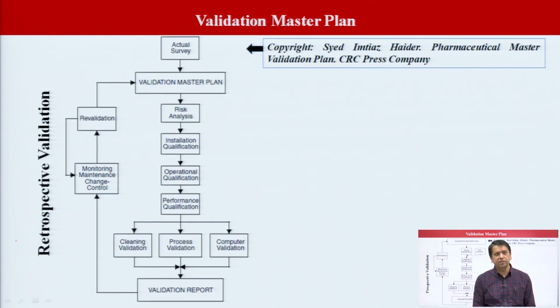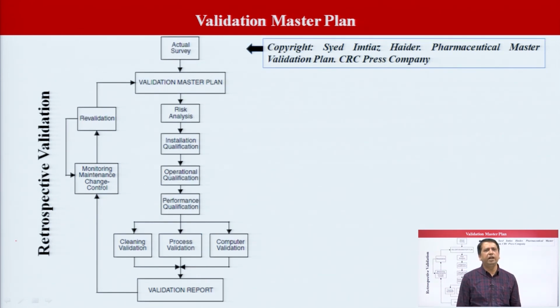And there is another example of the retrospective validation. So, before performing the retrospective validation, we have to perform the actual survey, and after the survey the validation master plan is prepared, first including the risk analysis, then IQ, OQ and PQ, and after that we have to perform the cleaning validation, process validation and computer system validation, and after that the whole data is generated and the validation report is prepared.